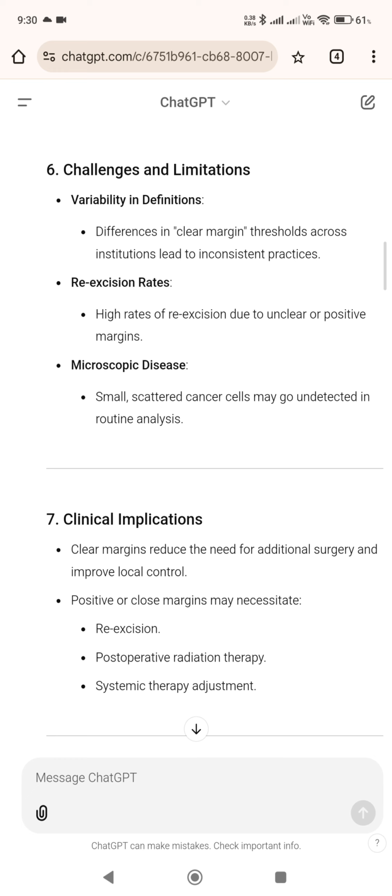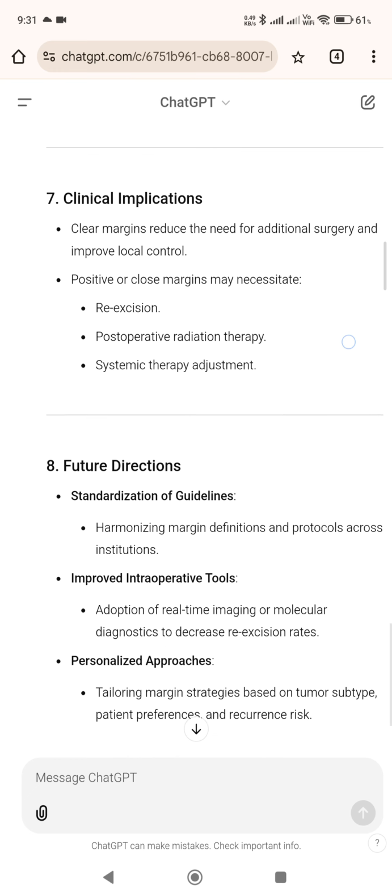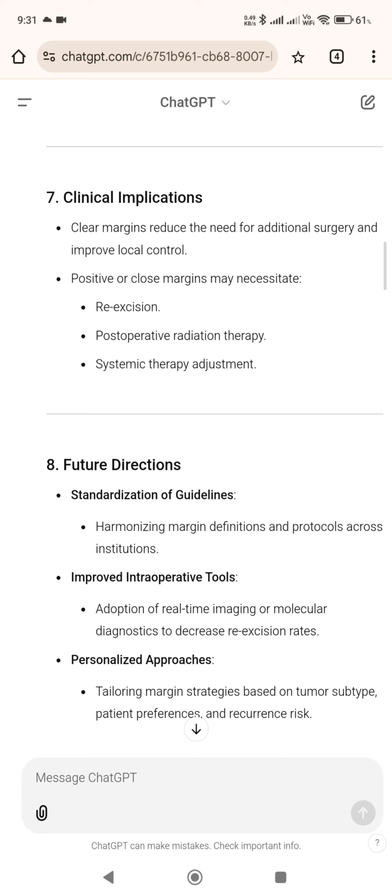7. Clinical implications. Clear margins reduce the need for additional surgery and improve local control. Positive or close margins may necessitate re-excision, postoperative radiation therapy, systemic therapy adjustment.